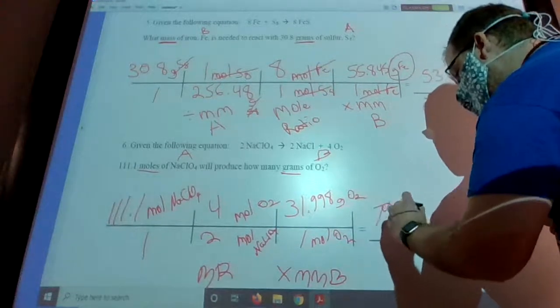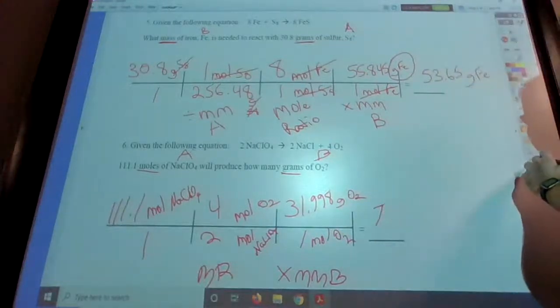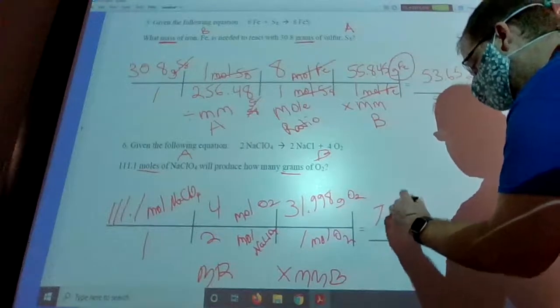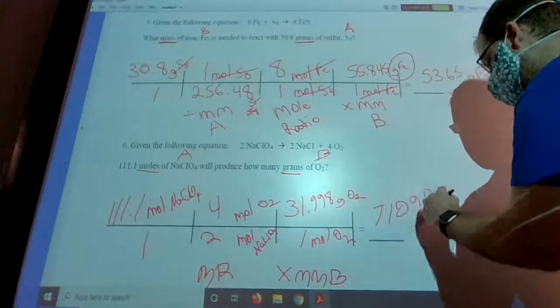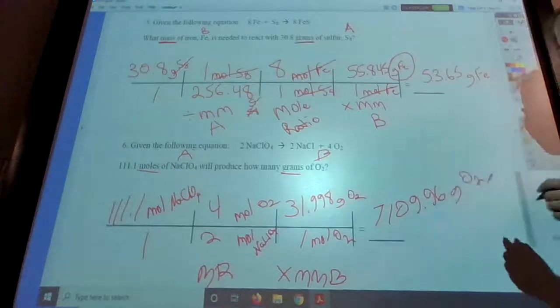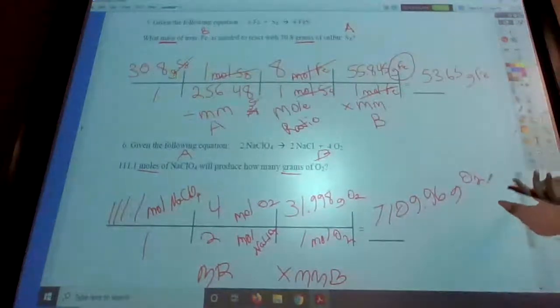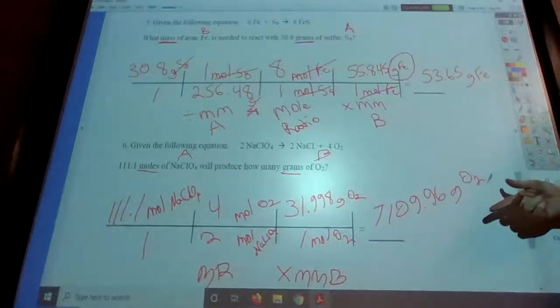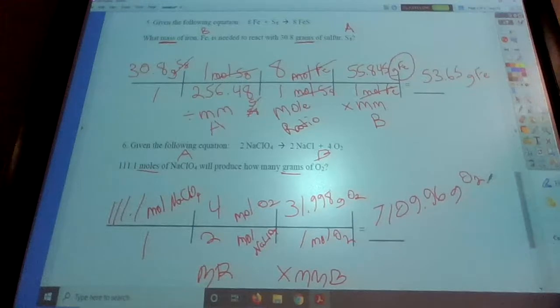I got 7,000. Oh. Can you round it? From rounding, 7,109.96. Okay. And that is grams of oxygen. And yeah, that's kind of a big number. 7,000 is not huge. And 7,000 grams isn't too crazy. That's like, what, 7 kilograms, which is what, like maybe 5 pounds? Is it as low as 3? Is it 3 pounds?